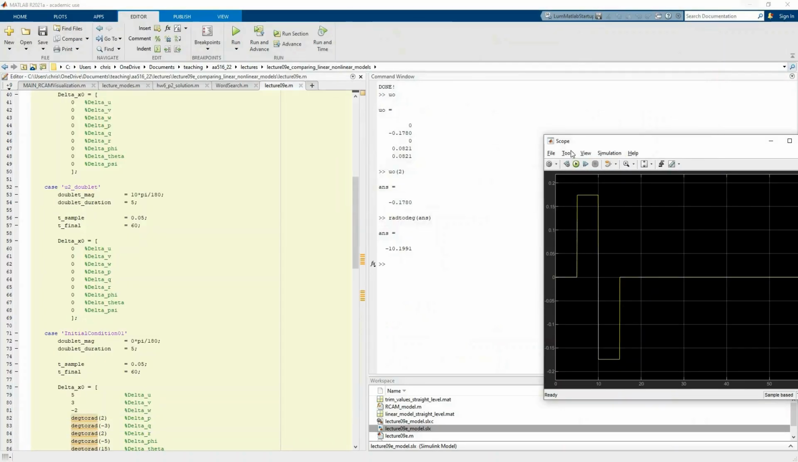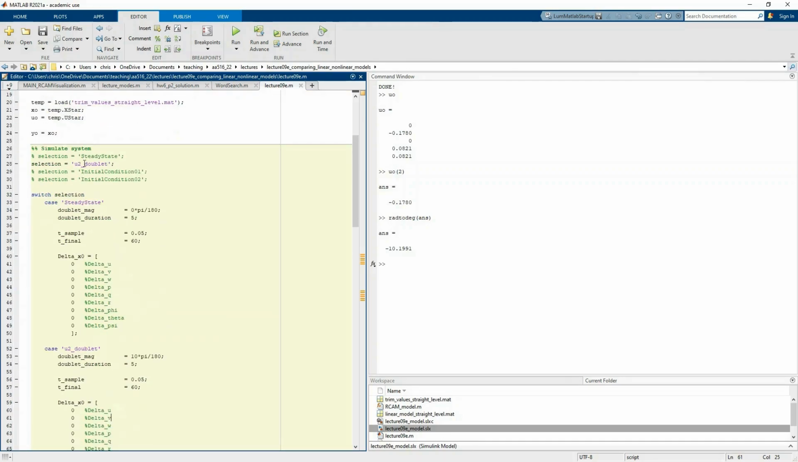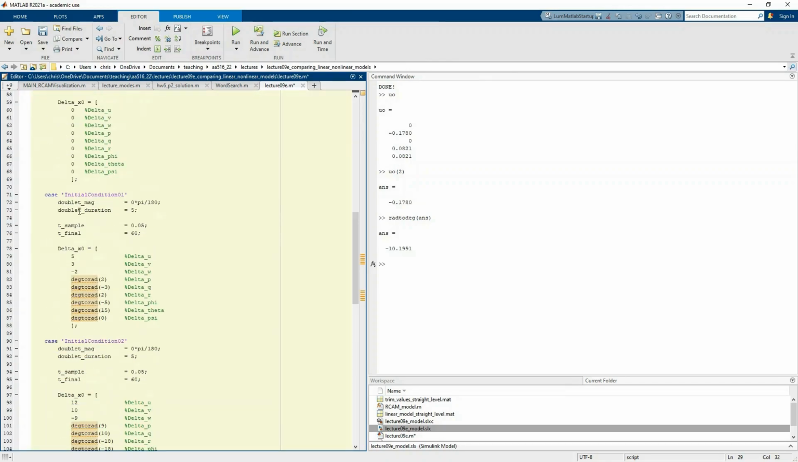And just to exercise fully, maybe what we should do is have a non-zero initial condition. So let's switch this now to, how about here, I have this other condition I call initial condition 1, where I'm turning off the elevator doublet. You can see right here the doublet magnitude is 0. So again, we're going with 0 inputs to the linear system and trim control inputs to the nonlinear system. That's effectively what we're simulating here, right?